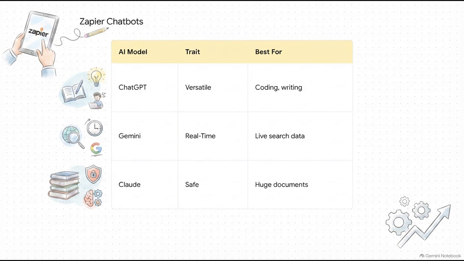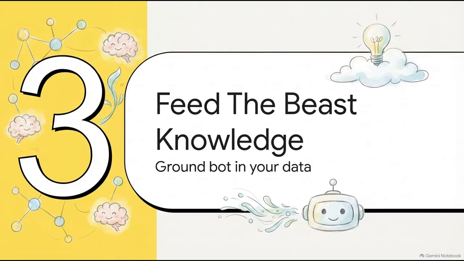Finally, we have Anthropic's Claude. Think of Claude as the safe, book-smart nerd. It handles massive documents brilliantly without losing track, and it's specifically engineered to produce incredibly safe, less toxic outputs. So you just pick the brain that fits your specific mission. But hey, a brilliant brain is completely useless if it doesn't know any actual facts about your business.